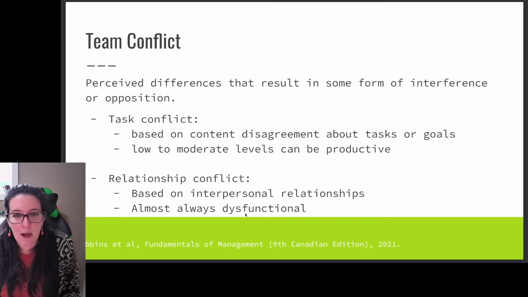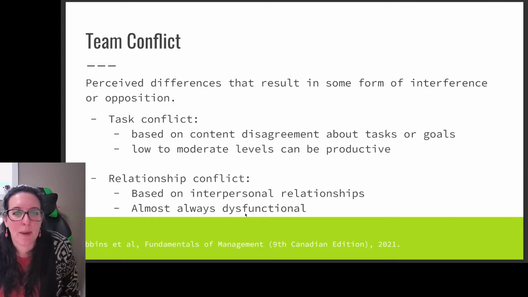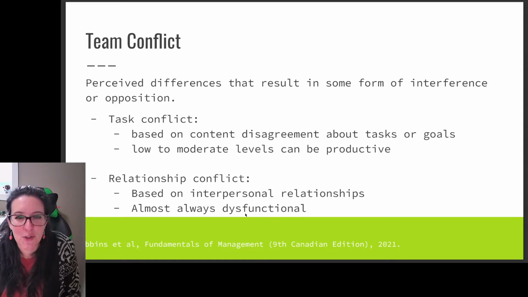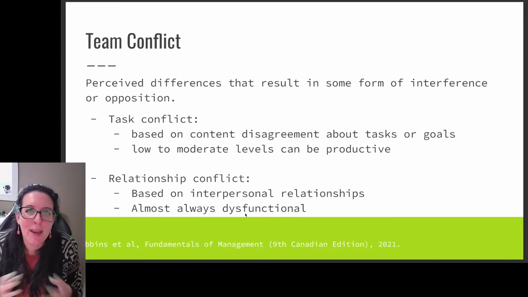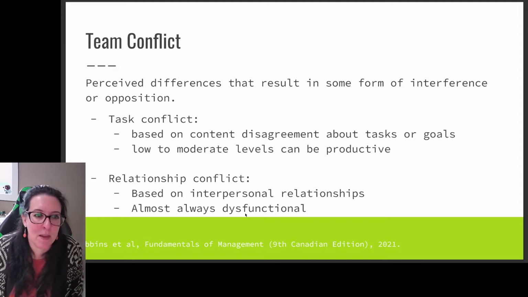And we talked about Tuckman's stages of group development, right? We talk about that storming as we figure out what we're going to do, how we're going to do it, that then is eventually going to create the norms for our team. So we need some level of task conflict as we debate what to do, why are we doing it, what's the end goal. So some task conflict, low to moderate levels, is helpful for the team.